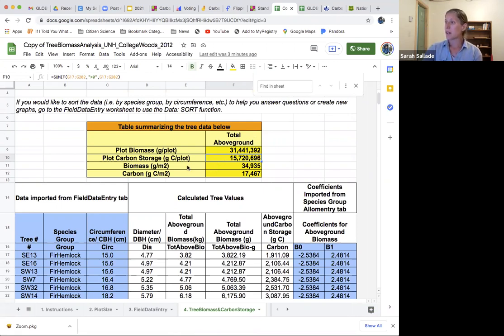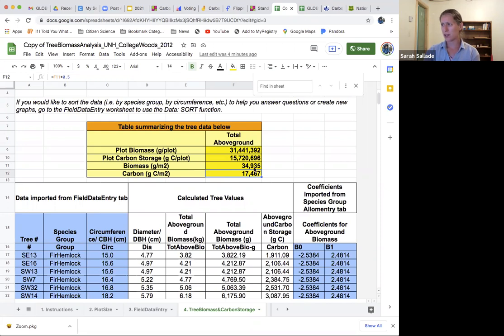But then you can also use your sample site area or your plot size. You see that up here, plot size. It's dividing by that number to get grams per meter squared of biomass and grams of carbon per meter squared. So this is your total carbon storage by meter squared for your plot.